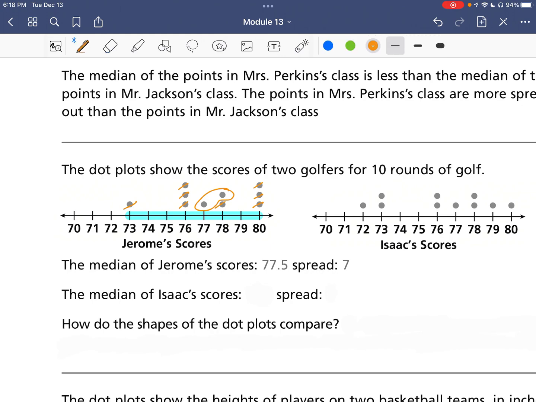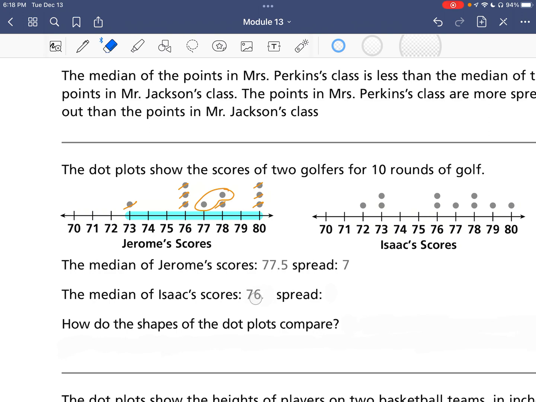And then try and do the same thing for Isaac's. Pause the video. What do you think that median is going to be? And then what do you think the spread of those numbers will be? And then take a look at how they can compare. What inferences, what conclusions can you draw from the data that's given here? So pause the video, unpause it when you think you have some answers here.